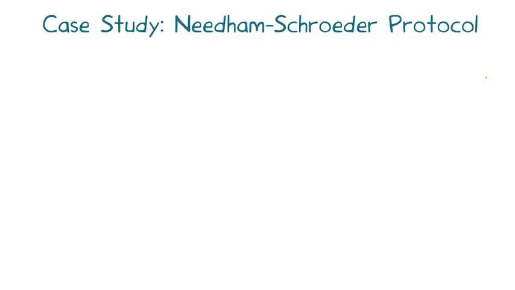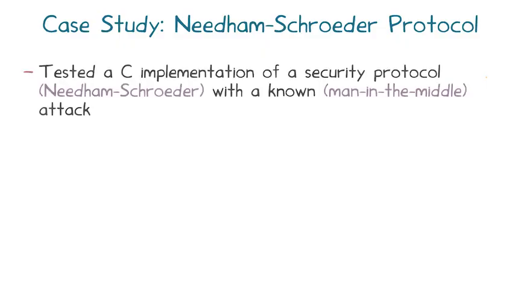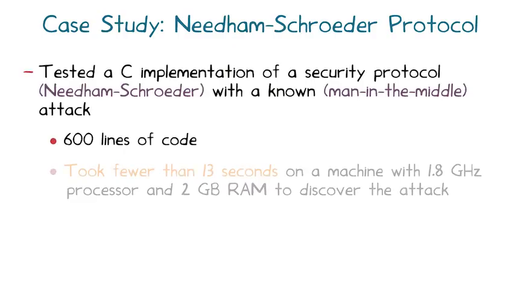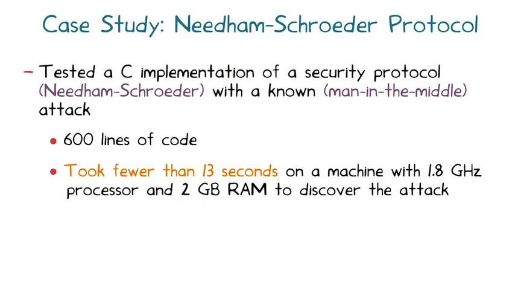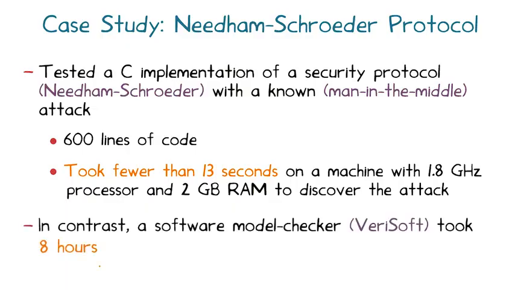In another case study, DSE was applied to test a C implementation of a security protocol, the Needham-Schroeder public key protocol. This protocol is known to be vulnerable to a man-in-the-middle attack. The implementation comprised 600 lines of code. It took DSE fewer than 13 seconds on a machine with a 1.8 GHz CPU and 2 GB of RAM to discover this attack. In contrast, a software model checker, Verisoft, that is suited for testing such protocols by using a state space exploration technique took 8 hours.